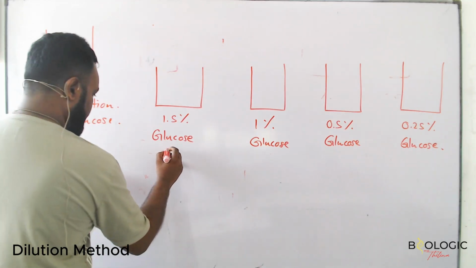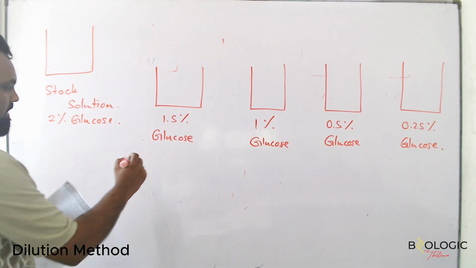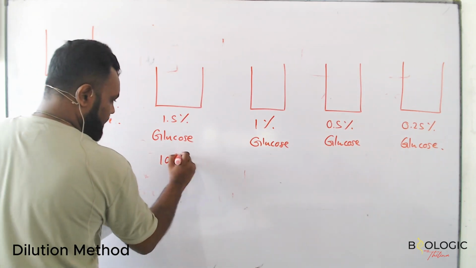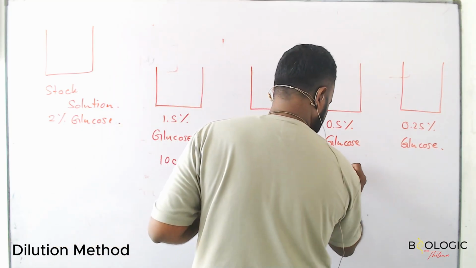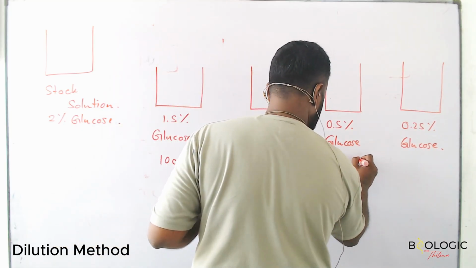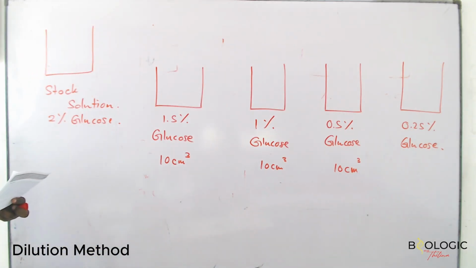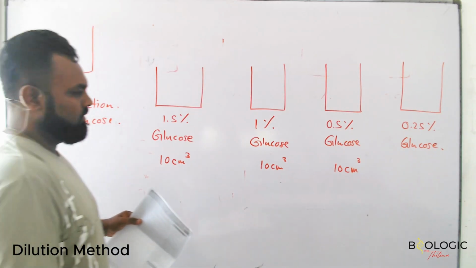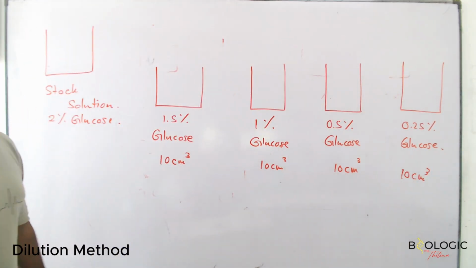So here you need only, you need to use 1 cubic centimeter. Let's make 10 cubic centimeters we are going to prepare. But 2 people are there. Let's prepare 20 or 10 enough. So here also 10. That's what we are going to prepare.